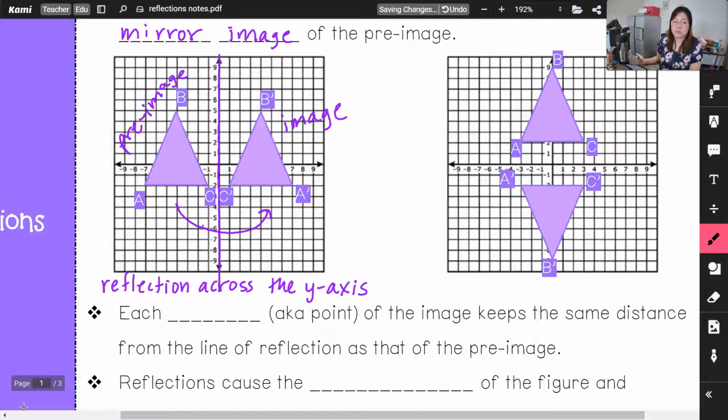Second picture, again, our pre-image is the one that doesn't have any apostrophes. So here's our pre-image. This is our image. Well, this time it flipped from top to bottom, flipped this way. So when it did that, it crossed the x-axis. The x-axis goes side to side. It crosses over the x-axis when it flips, so that means that this is a reflection across the x-axis.